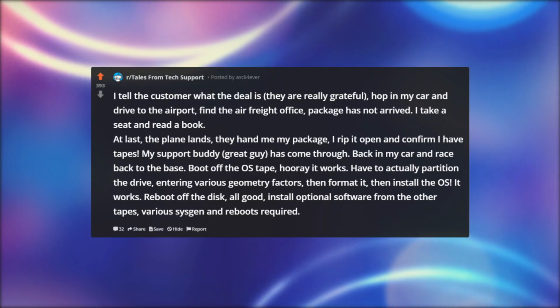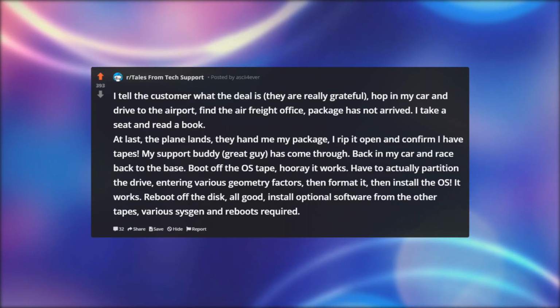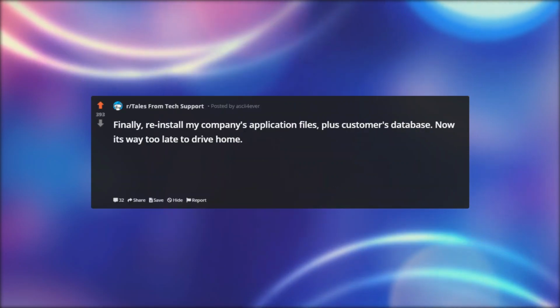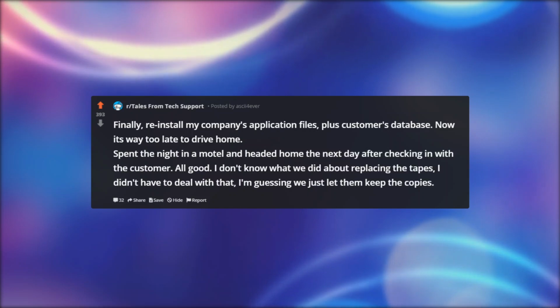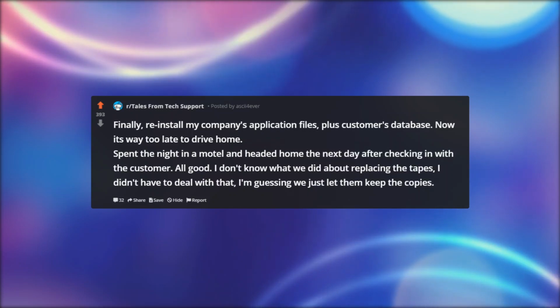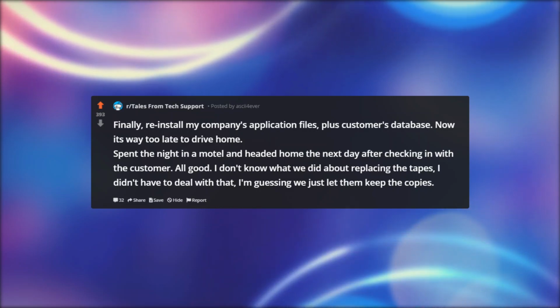It works. Reboot off the disk, all good, install optional software from the other tapes, various sysgen and reboots required. Finally, reinstall my company's application files, plus the customer's database. Now it's way too late to drive home. Spent the night in a motel and headed home the next day after checking in with the customer. All good. I don't know what we did about replacing the tapes, I didn't have to deal with that, I'm guessing we just let them keep the copies.